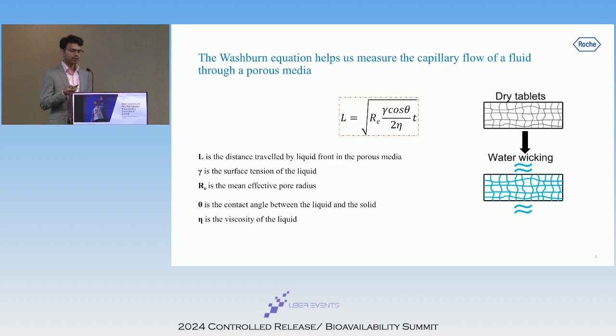The Washburn equation is typically used to measure the capillary flow of fluid through the porous media. So the length or the distance traveled by the liquid front inside the porous media is directly proportional to the mean effective pore radius of the solid. It is directly proportional to the surface tension of the fluid and the contact angle of the solid-liquid interface, and it is inversely proportional to the viscosity. So in summary, for a fluid to travel efficiently through a porous material, if a fluid has high surface tension and a low viscosity, and if the solid has high porosity and high hydrophilicity, it efficiently transfers water through the porous material.